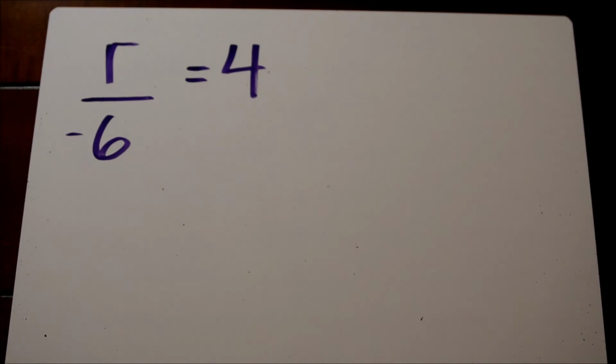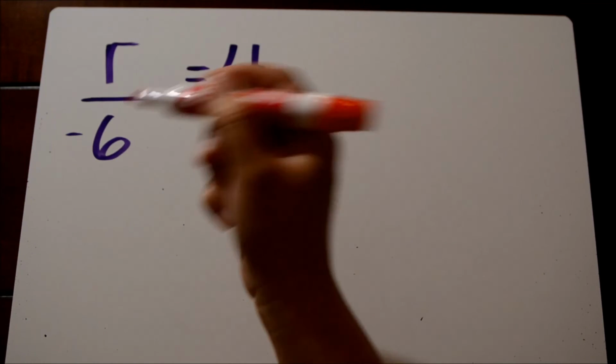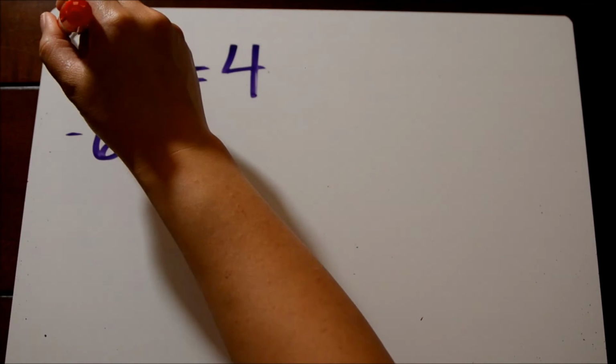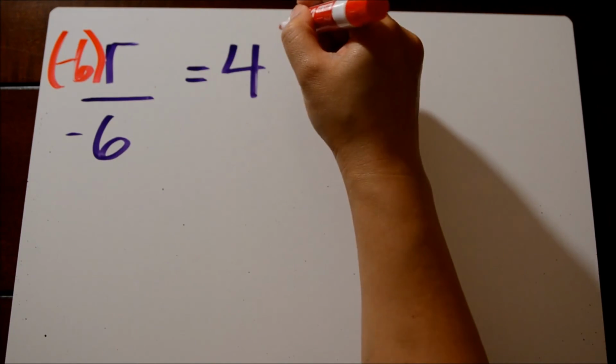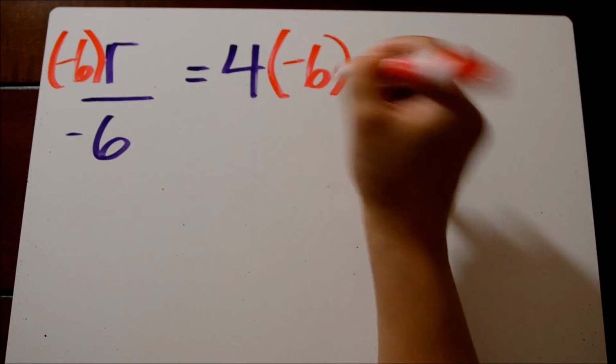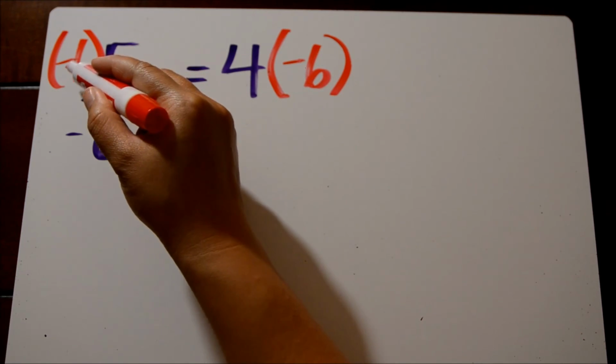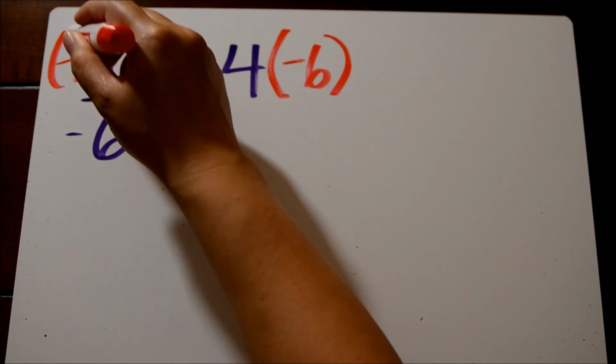One more example. Here we have a one-step equation that involves division. R divided by negative 6 equals 4. So in order for us to undo the division, we would have to apply the inverse operation of division, which is multiplication. So here we're going to multiply by negative 6. Whatever we do to one side, we have to do to the other side. And the negative 6 divided by negative 6 will 1 out.